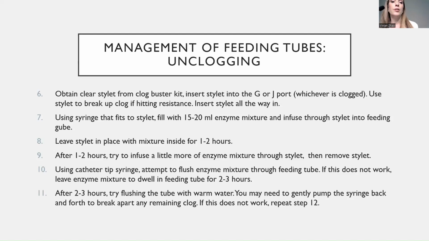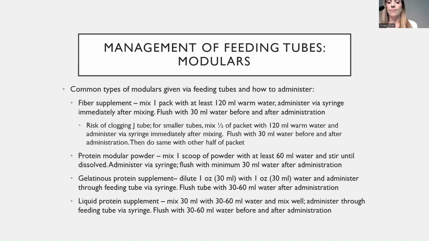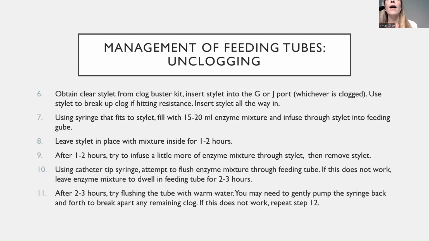And then gently pump the syringe back and forth, because if you try to push it really hard, sometimes it can actually pop the tube, or the water and gastric residuals can come back in your face. So push it back and forth to break apart any remaining clog, and then I would flush it again. If this does not work, then we would go back to, sorry, I have a typo, not step 12, step 10. So that's something, again, that worked every time for our patients, so definitely something that I would try if you've had issues with this.